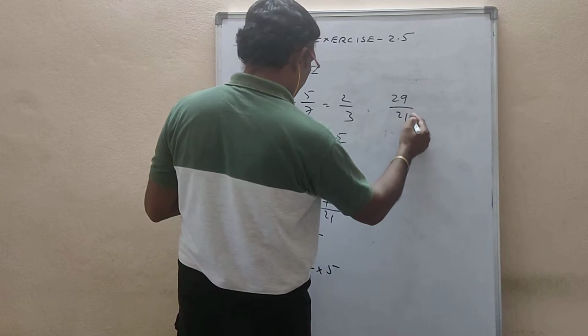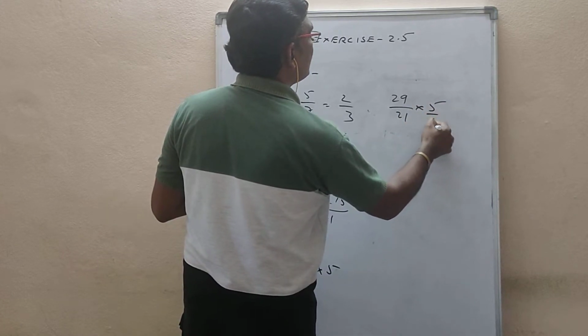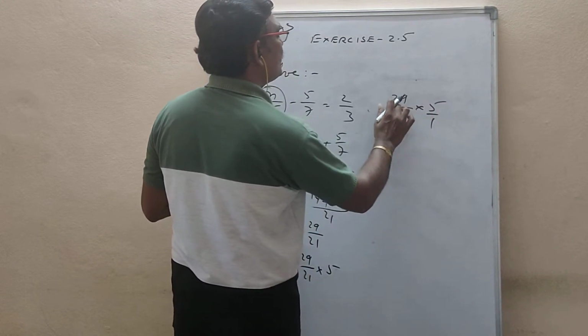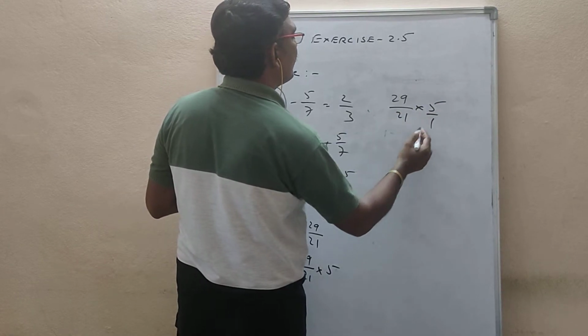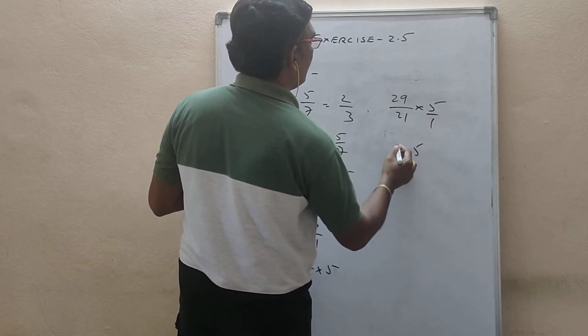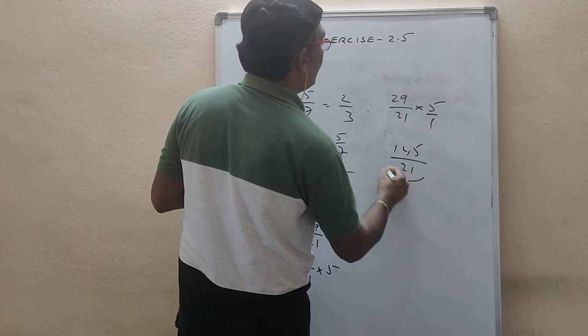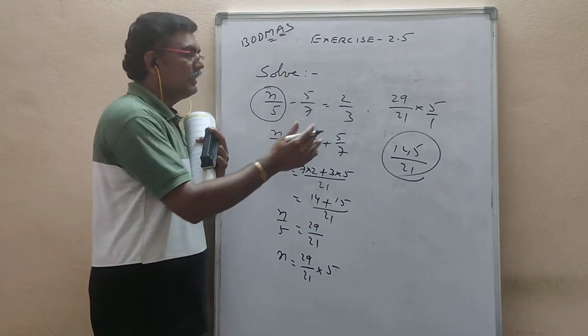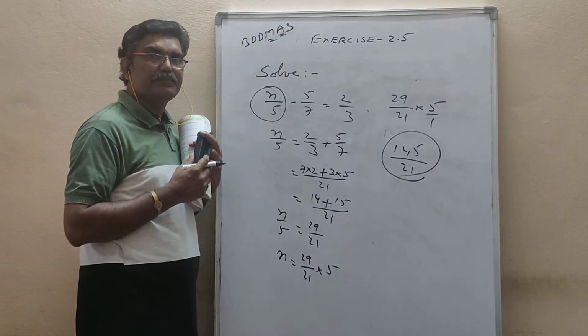29 by 21 into 5. 5 means 5 by 1. Multiplying is numerator into numerator, denominator into denominator. 5 nines are 45, 5 fours are 20, 20 plus 4 is 24, so 145 by 20. So this is the value of N here.